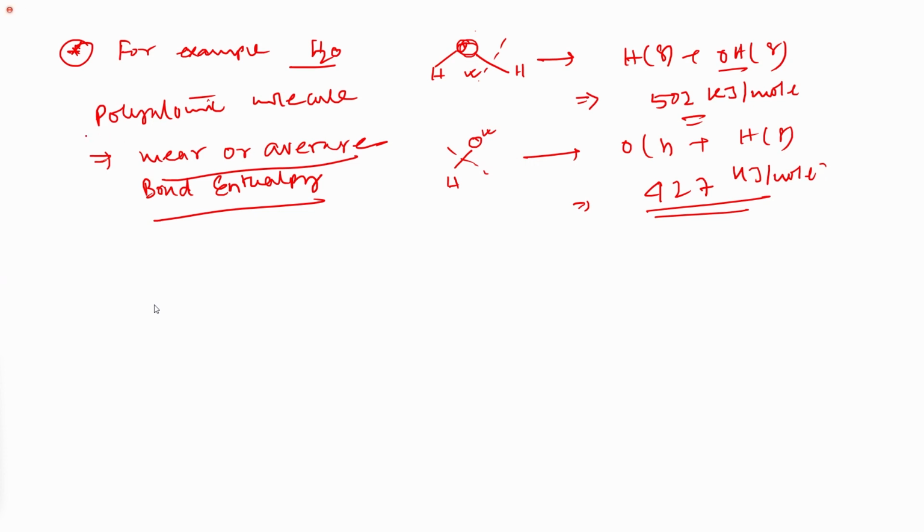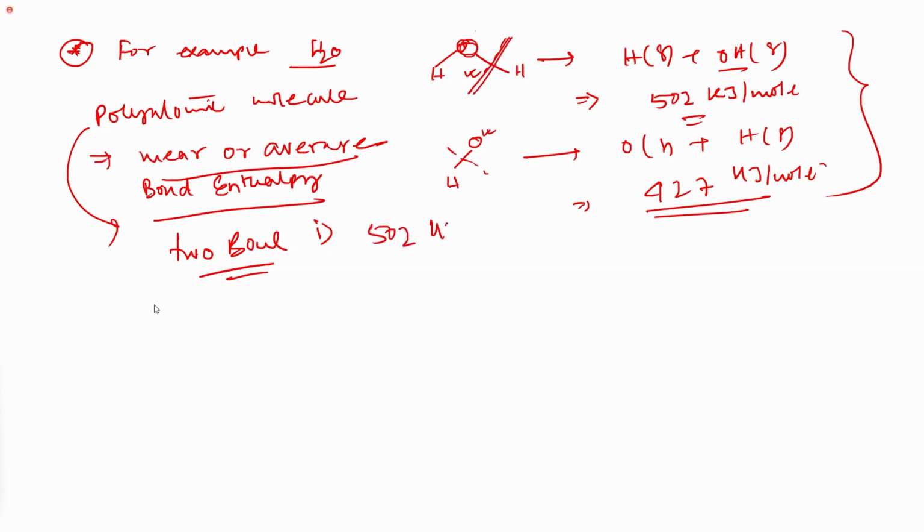Suppose for that polyatomic molecule there are two bonds. For example, in the water molecule, to break the first bond we need the energy 402 kilojoule per mole. And for the second OH bond, we need 427 kilojoule per mole. So these are different values for the bond enthalpy.